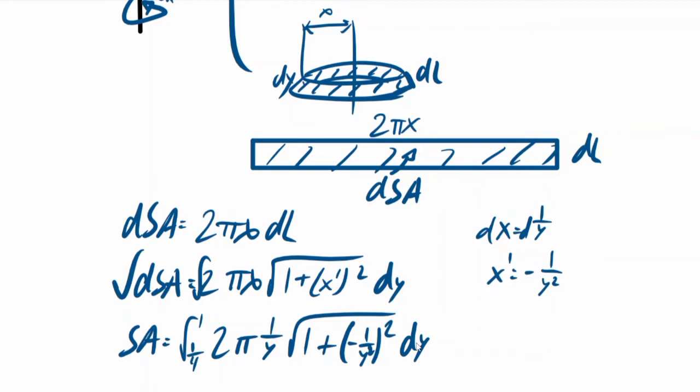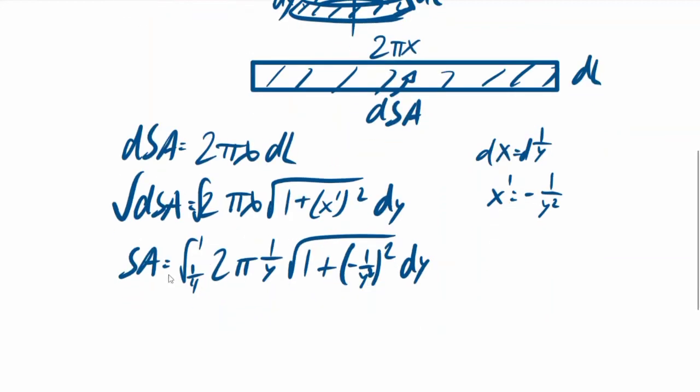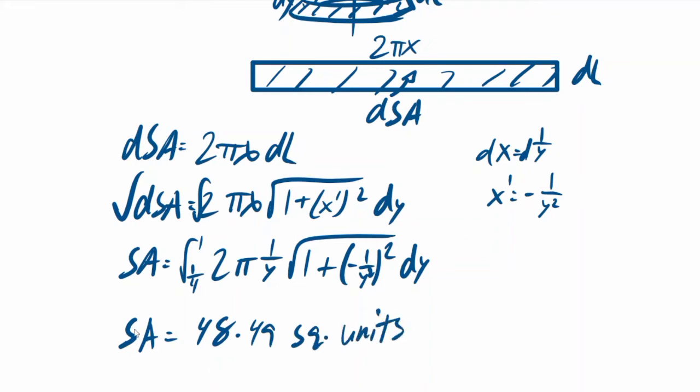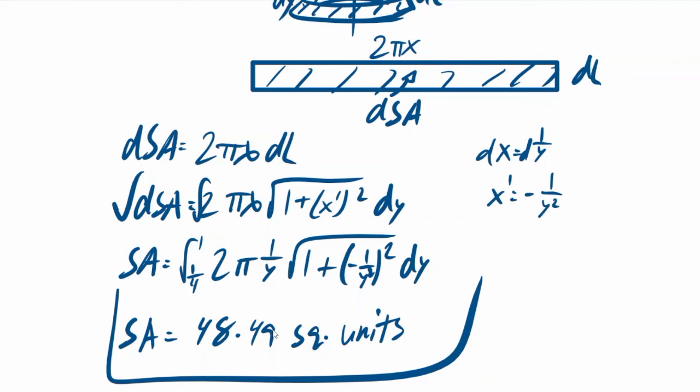dy. Now if you plug in this equation on the calculator, you would have an answer of 48.49 square units. That is our final answer for this.